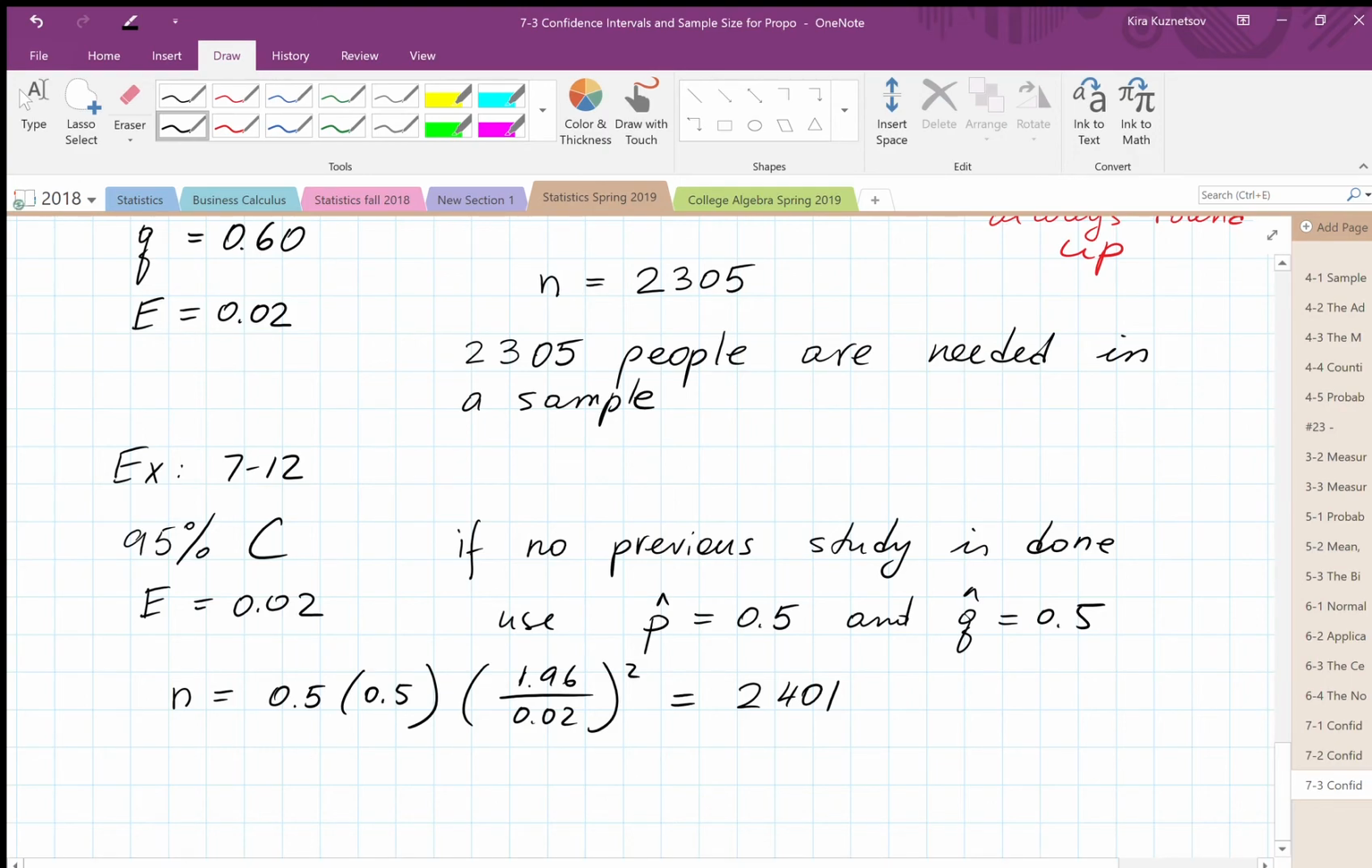notice that if we have no previous study, we actually need to ask more people. So 2,401 people are needed in the sample, or for this sample.